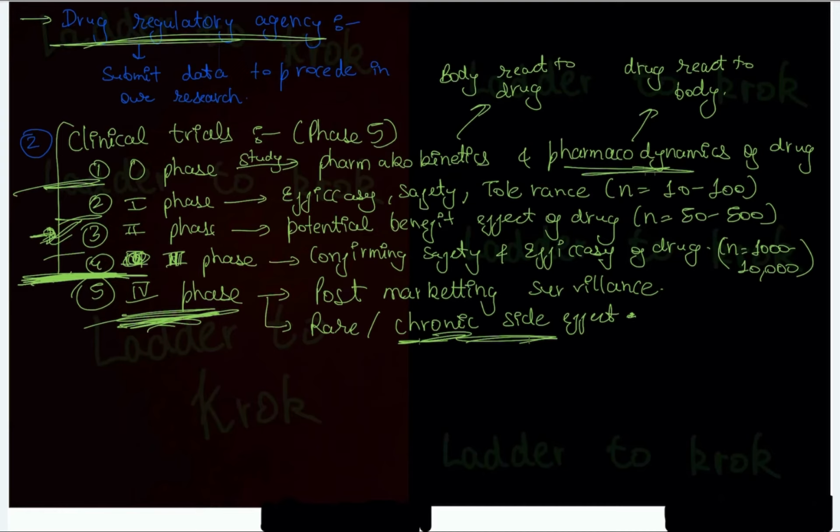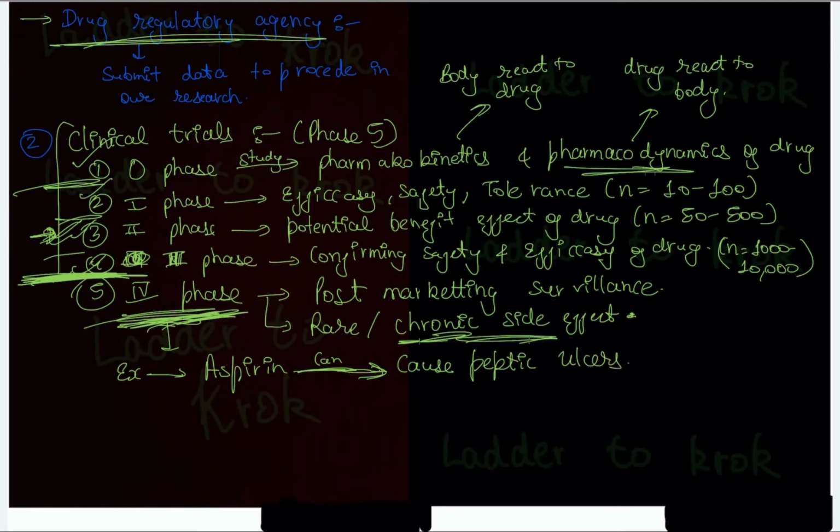I will give you an example, like aspirin. You know aspirin? See, when this aspirin came into this world, everyone was like, oh, it's a very good drug. So every doctor was prescribing this drug. This aspirin was very good in this 0, first, second and third phase. But in this fourth phase, when it was given to the mass population, like a country or a world using that drug, it was found that after taking this long term, aspirin can cause peptic ulcers.